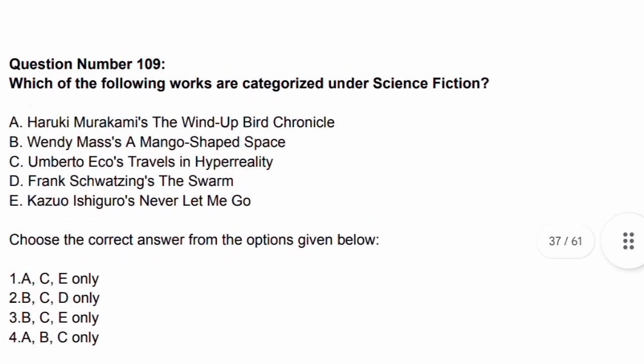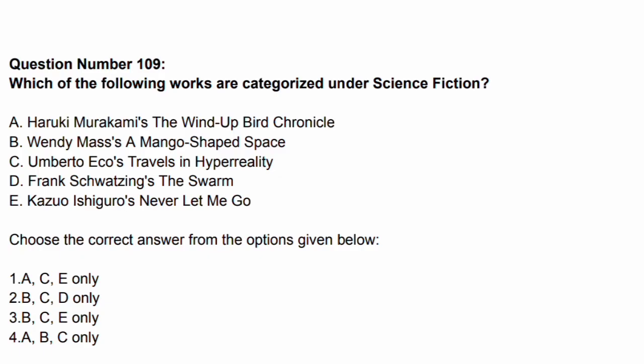Okay, next question you have, which of the following works are categorized under science fiction? Which work can you put under the science fiction category? Option A, Haruki Murakami's The Wind-Up Bird Chronicle. B, Wendy Ma's A Mango-Shaped Space. C, Umberto Eco's Travels in Hyperreality. D, Frank Schätzing's The Swarm. And E, Kazuo Ishiguro's Never Let Me Go.